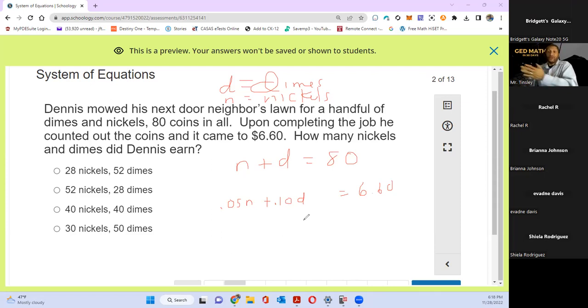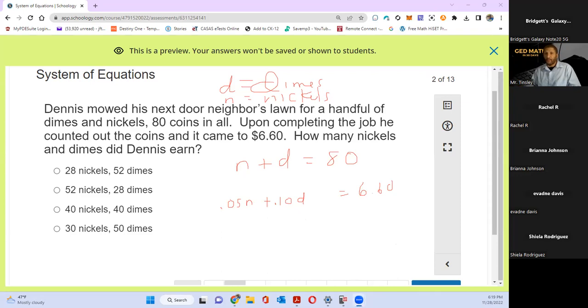Now, I can tell you right now, this is considered a difficult problem. This problem is going to take you anywhere from 5 to 10 minutes. Now, Mr. Tinsley said he wants me to be able to do this algebraically, and I do. But I don't think you should waste 5 to 10 minutes. So what I'm going to show you is an alternate way to solve this problem without doing it algebraically. Does anybody have any idea how I can solve this without doing it algebraically?